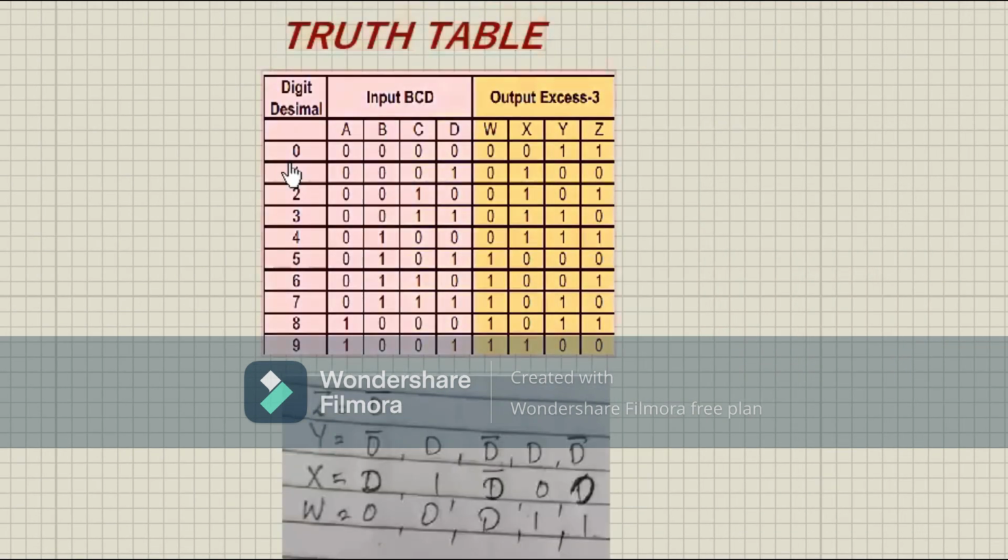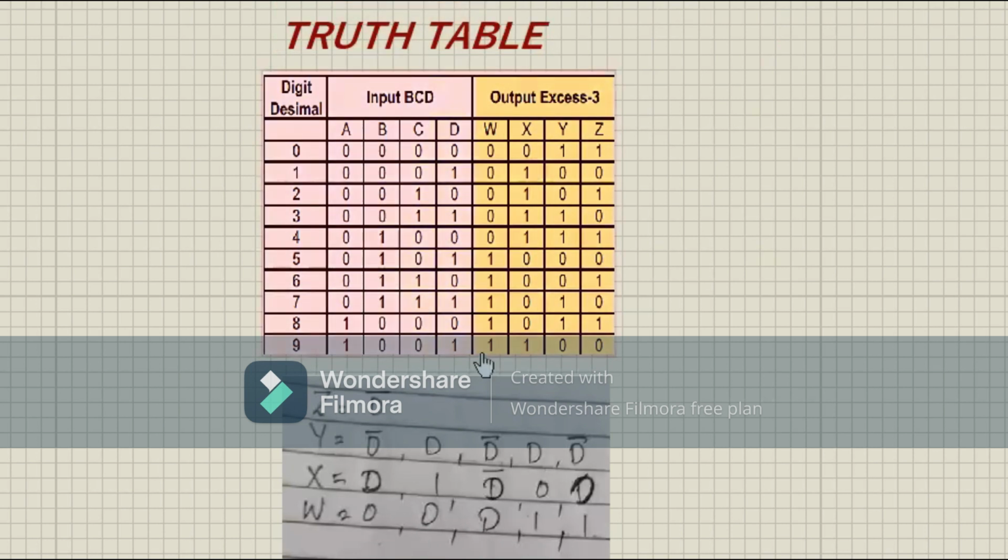In the truth table, A, B, C and D are the bits representing the binary numbers, where D is the least significant bit and A is the most significant bit. Similarly, W, X, Y, and Z represent the bits of the excess-3 code, where Z is the least significant bit and W represents the most significant bit.